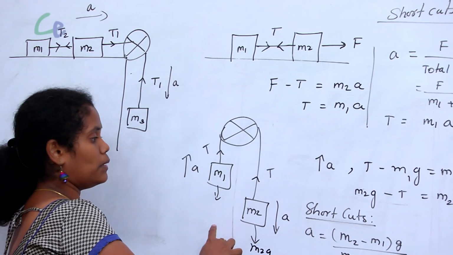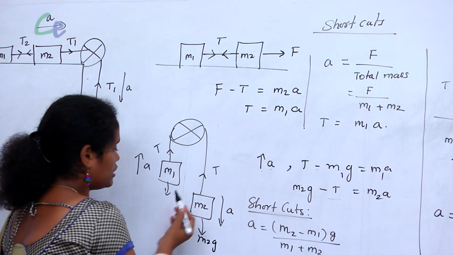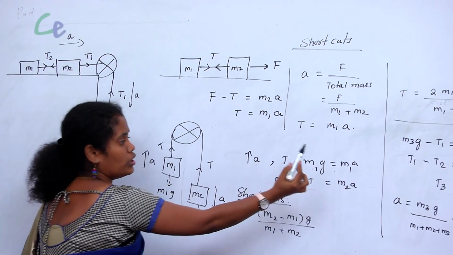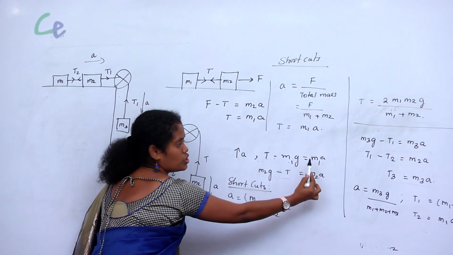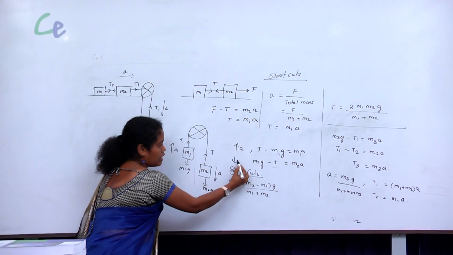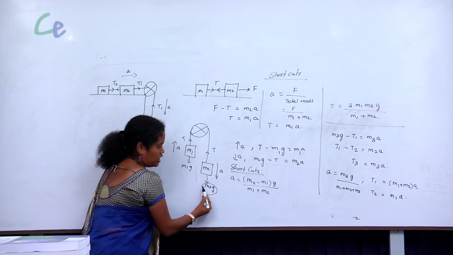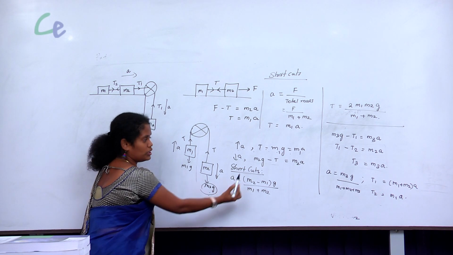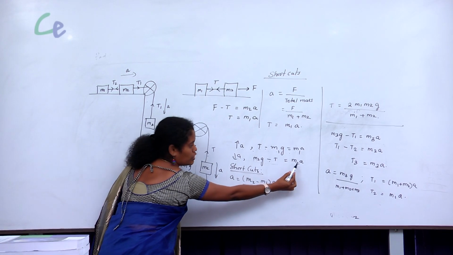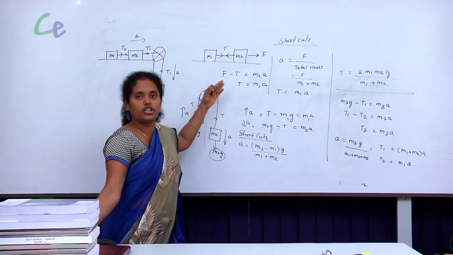So, we get two equations based on this. When accelerating upwards, tension T is a positive force, and the downward force is m1g. So, T minus m1g is acting on the object of mass m1. So, T minus m1g is equal to m1a. And on object m2, the object is accelerating downwards, so the downward force m2g is positive, and T is in the opposite direction. So, m2g minus T is equal to m2a. From these, we will be able to calculate acceleration as well as tension in these two cases.